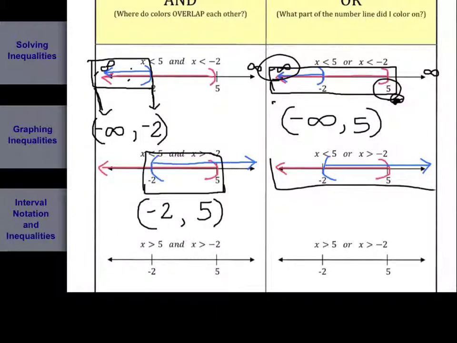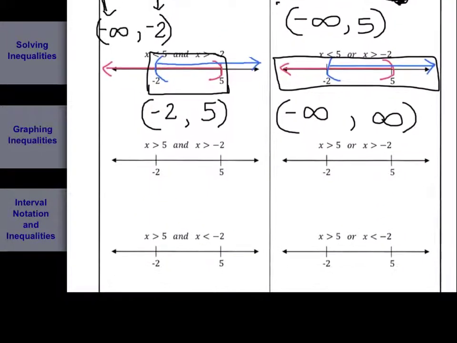So I put a box around the whole thing. That's okay. So what's at the left end of my box? Negative infinity, comma, and then what's at the right end of my box? Well, infinity. And infinities always get parentheses. Alright, let's do another one.